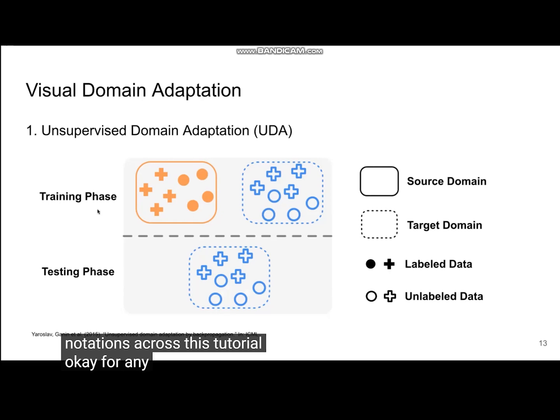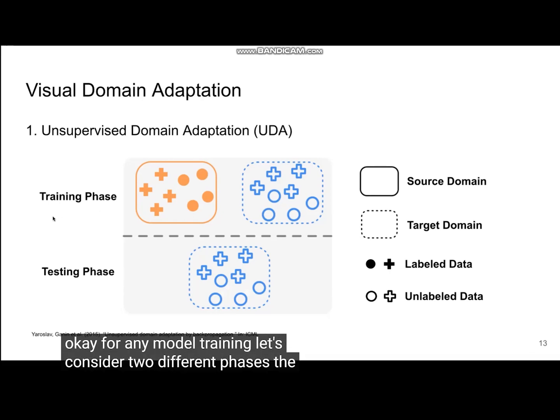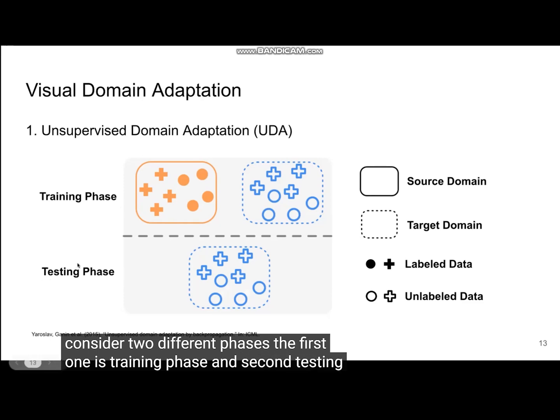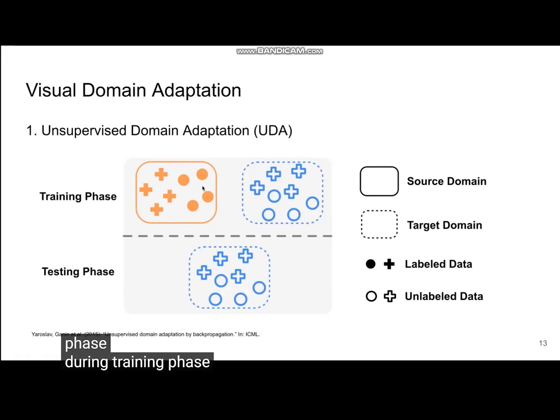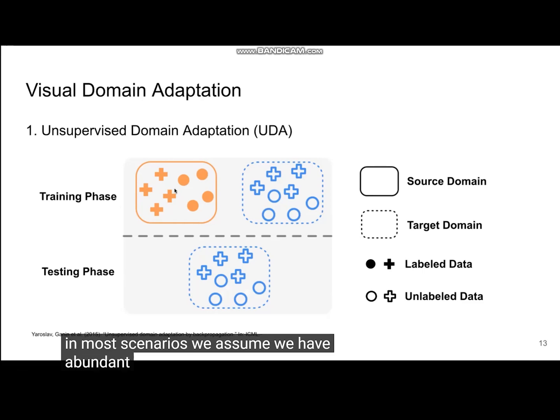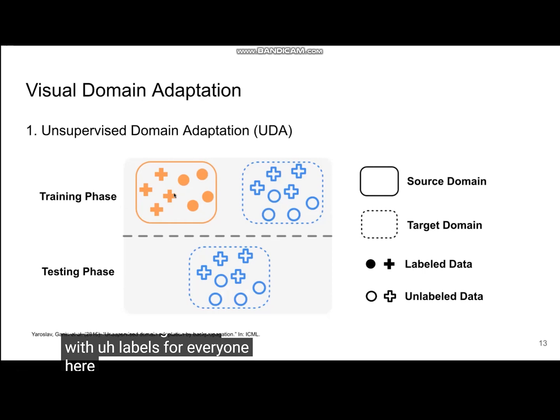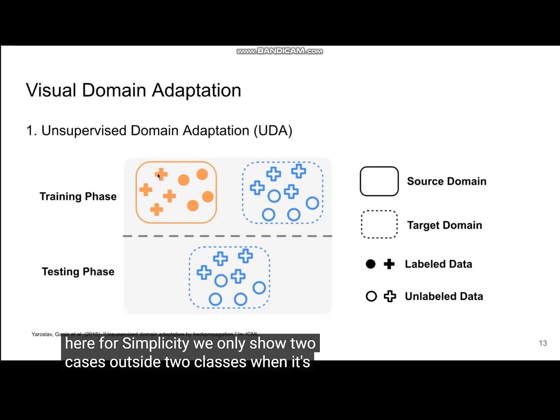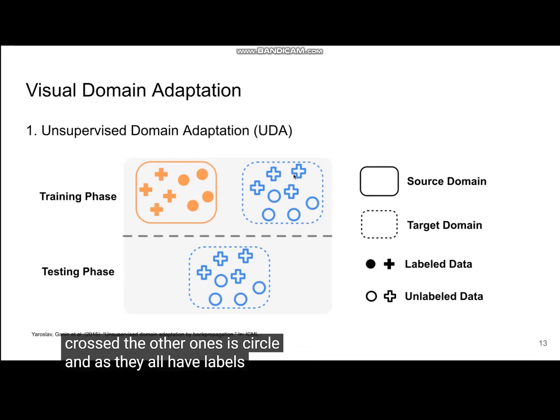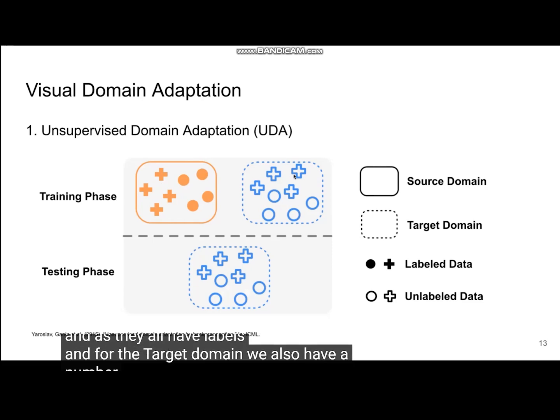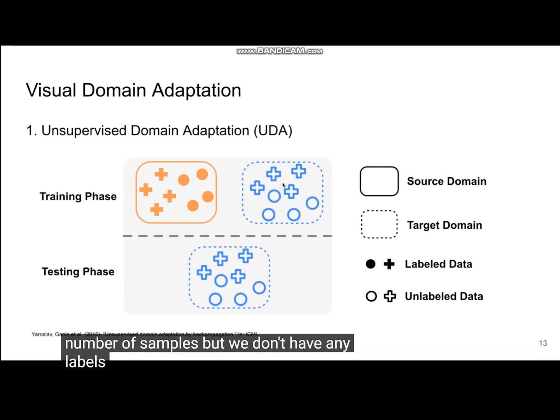Okay, for any model training, let's consider 2 different phases. The first one is the training phase and the second one is the testing phase. During the training phase, we have source domain data which are fully labeled. In most scenarios, we assume we have abundant images with labels. Here, for simplicity, we only show two classes. One is cross, the other one is circle, and they all have labels. And for the target domain, we also have a number of samples, but we don't have any labels.